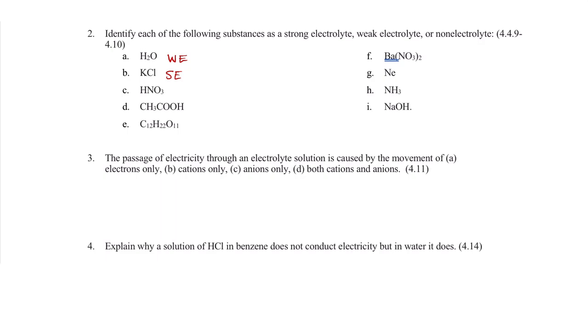In the next one, we have nitric acid, which is one of our strong acids. So it is a strong electrolyte. It breaks down into hydrogen ions and nitrate ions. And remember, the hydrogen ions will bond to water to become hydronium. In choice D, we have a weak electrolyte or a weak acid.